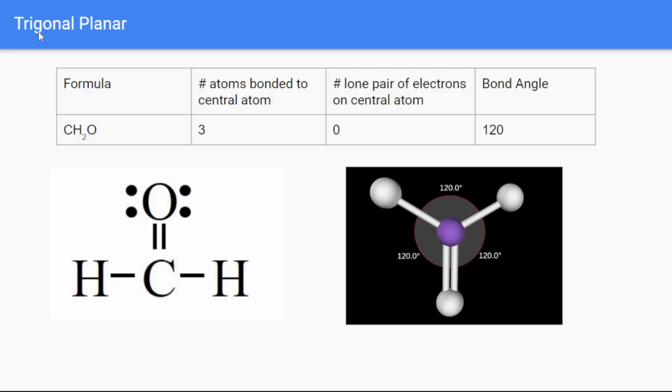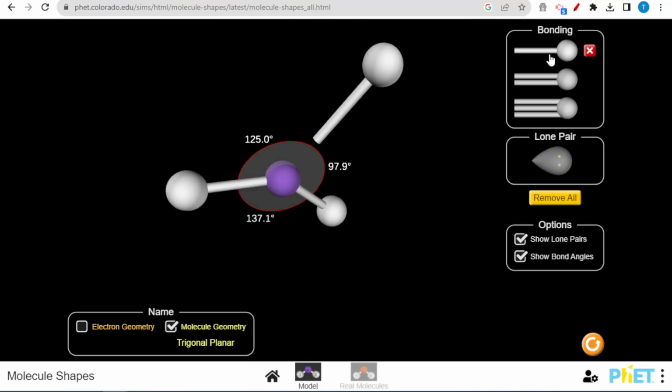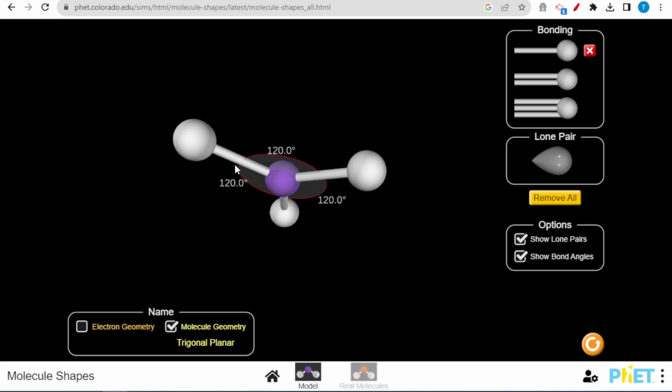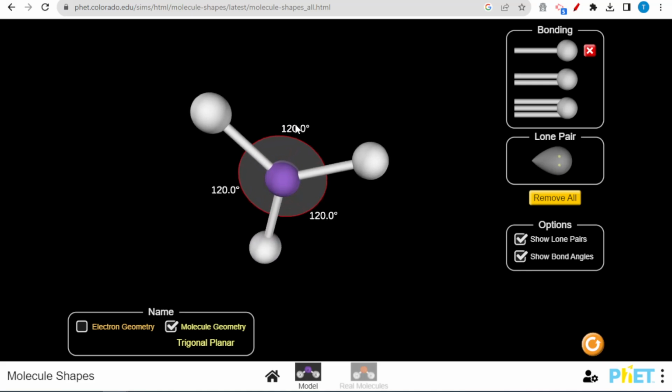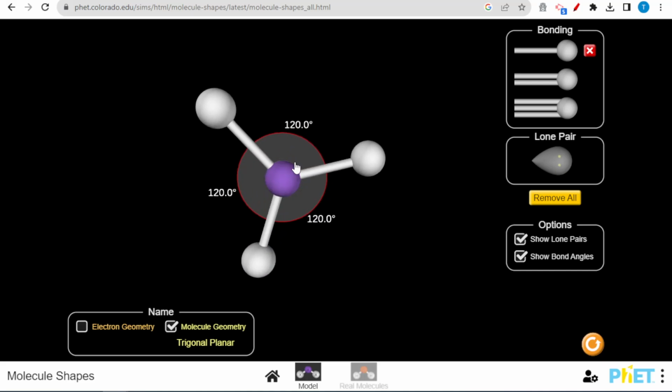The next example is called trigonal planar. We have three atoms bonded to the central atom with zero lone pair of electrons. We have our central atom with three atoms bonded to it, and notice it's flat. The angle between each of these bonds is 120 degrees, so that's why it's called trigonal planar. It's like a triangle, and it's flat. It's on a plane, so trigonal planar.